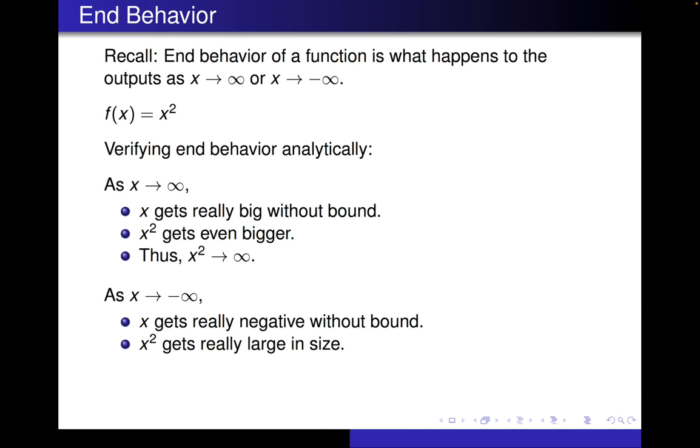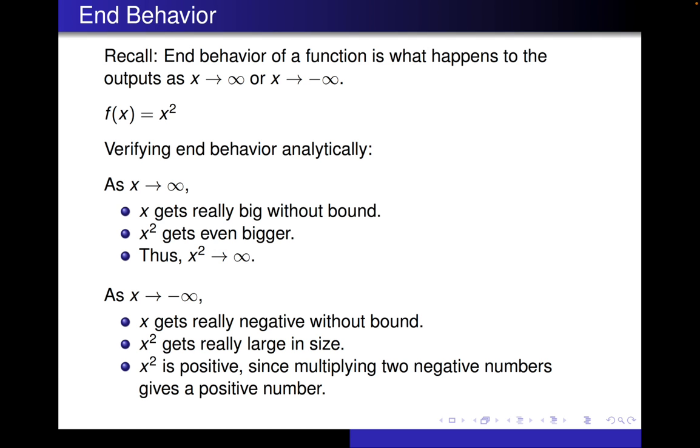But not only that, when you square a number, any number that's not 0, you're going to get a positive number. So if you get a very negative number, you square that, it's going to be really large in size. It's also going to be positive. So what do you call numbers that are getting very large in size and are also positive? Well, that means x squared is going to go to infinity.